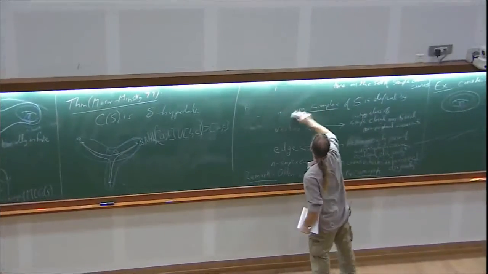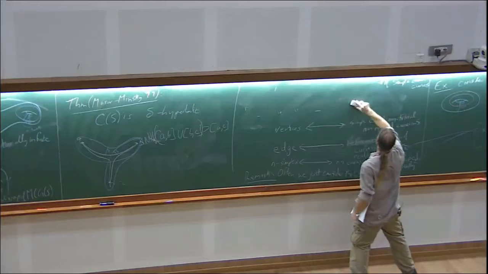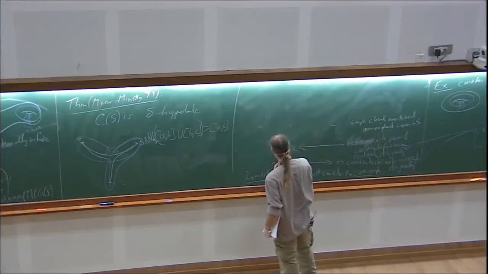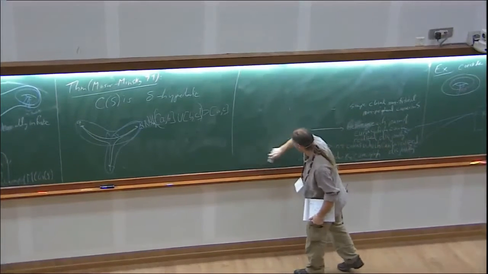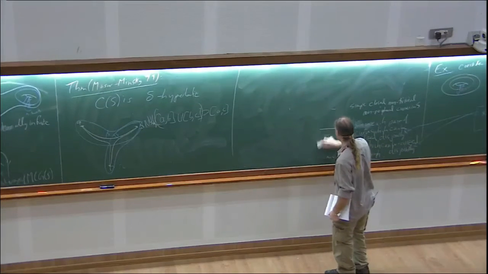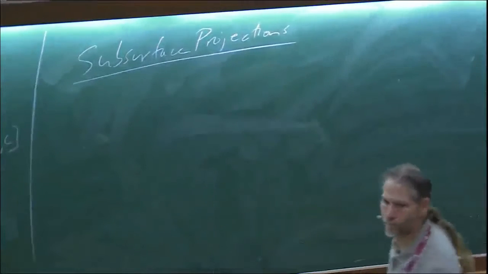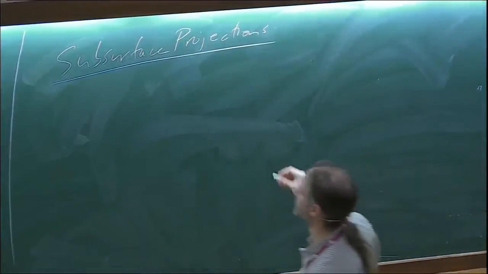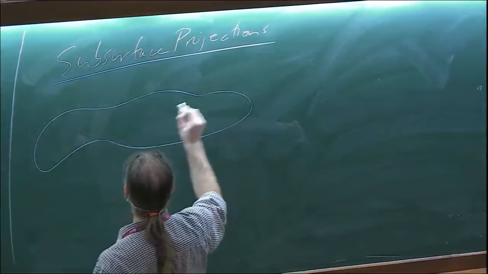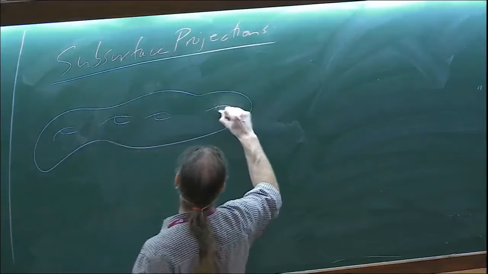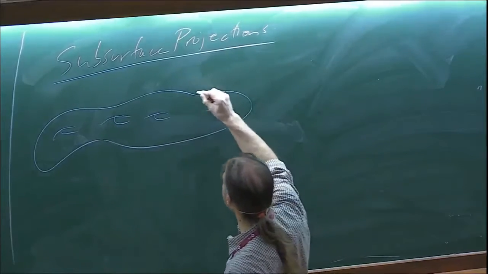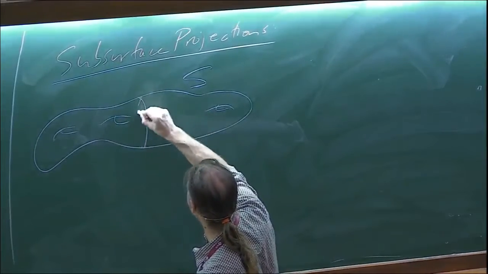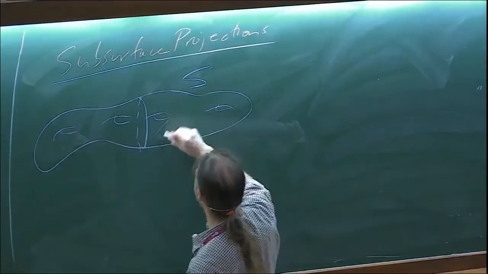Okay, so let me now say what one of the tools is that we use to study the curve complex, or to get mapping class group information out of the curve complex. It's called subsurface projections. It's a pretty simple idea, but there's a lot of mileage we can get out of it. Suppose we're given some large surface, lots of genus, and some subsurface sitting inside it. So this is S, and then we have some subsurface.